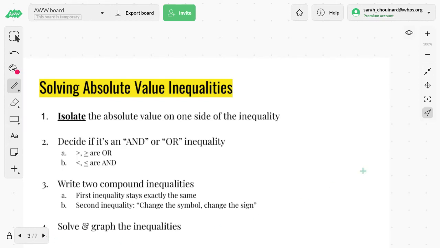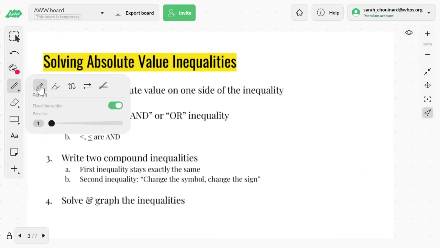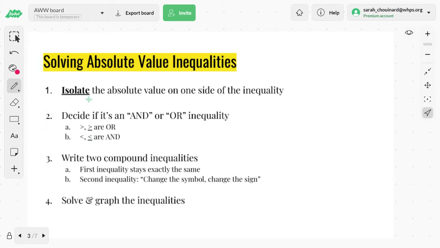So here are our steps to solving absolute value inequalities. Our steps are going to be similar to when we were doing regular equations. We always want to make sure we isolate the absolute value to one side of the inequality. Then we want to decide, is it an and compound inequality or an or? So like I showed you, the greater than symbol is great or. So if you get a greater than symbol, think great or. If you get a less than symbol, I want you to think less than.